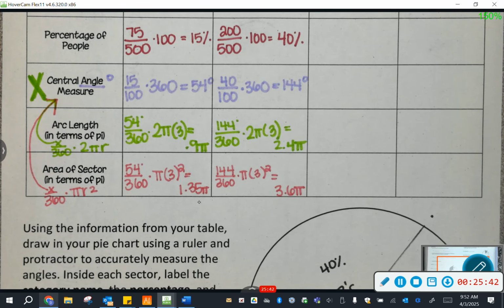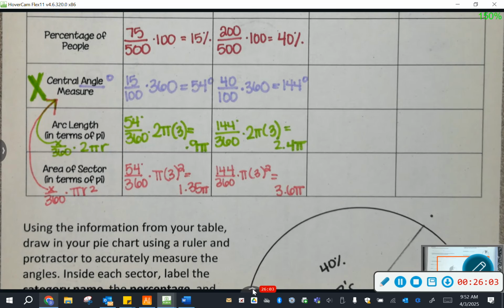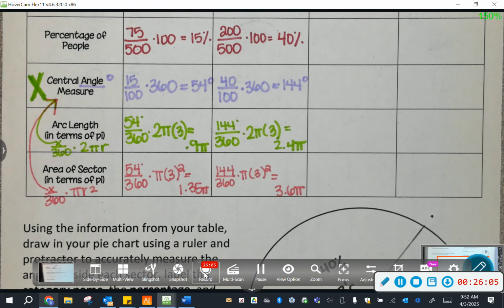I would like you to finish the last two columns and then do the table on the bottom, or the pie chart on the bottom. This is what your assessment looks like tomorrow, what you're doing. If you have any questions, now is a really good time to ask me. Finish it. Thank you. Bye.